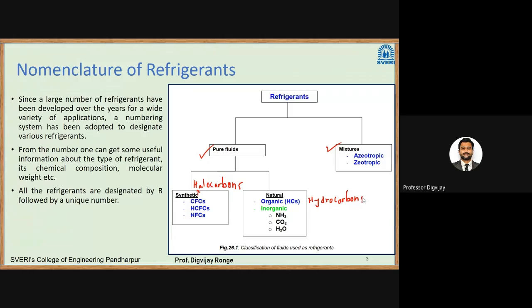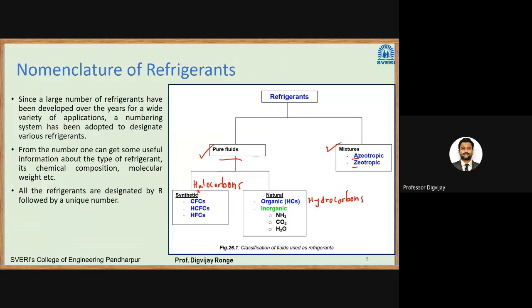Refrigerants. The first classification we have is pure fluids, and the second is mixture. So we have studied up to pure fluids. So what are the mixtures that we will also study? Under mixtures, first we have azeotropic and second is zeotropic. What are those? We'll see in the next slides. But remember, refrigerants are first classified as pure fluids. Pure fluids mean they have only one chemical composition. In mixtures, we are mixing two or more refrigerants together, and we are getting a mixture.